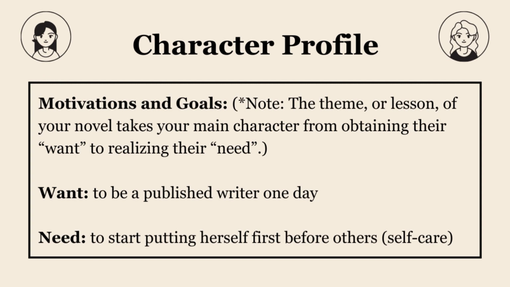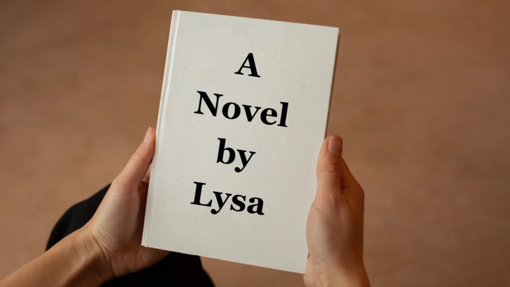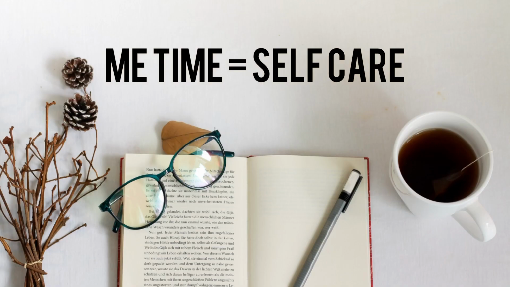Our next information is the most vital piece that you will need to know about your character. This is the motivations and goals. I have put in here a note. The theme or lesson of your novel takes your main character from obtaining their want to realizing their need. And in this, we have a want and a need. My want is to be a published writer one day. My need is to start putting myself first before others. In other words, I need to do a lot more self-care.